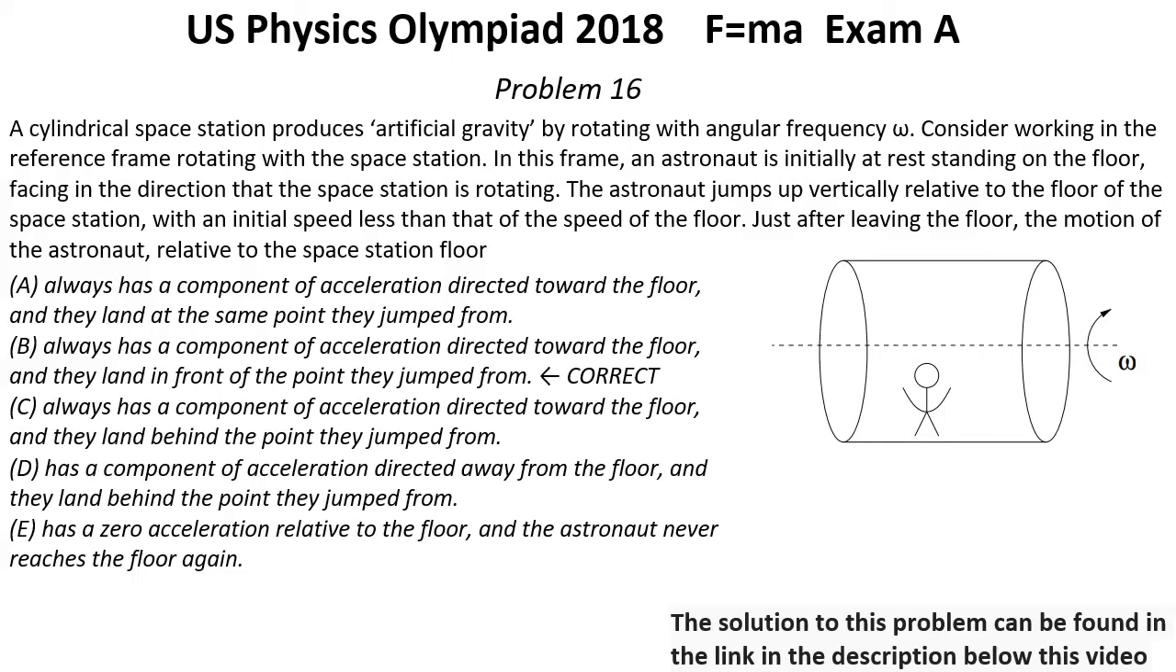Problem number 16. A cylindrical space station produces artificial gravity by rotating with the angular frequency omega. Consider working in the reference frame rotating with the space station. In this frame, an astronaut is initially at rest, standing on the floor, facing in the direction that the space station is rotating. The astronaut jumps up vertically relative to the floor of the space station, with an initial speed less than that of the speed of the floor. Just after leaving the floor, the motion of the astronaut relative to the space station floor is next one.